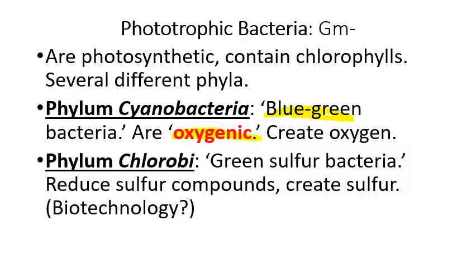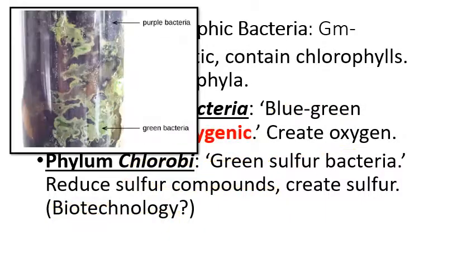And then there's the phylum Chlorobi, which is green sulfur bacteria, which has the ability to reduce sulfur or sulfuric compounds. And it is actually of potential use in biotechnology to clean up sulfur spills in lakes and things like that. Okay, so you can see the purple bacteria. This is a test tube containing some of each. So the green sulfur bacteria is this green stuff. The purple bacteria is this purple stuff.